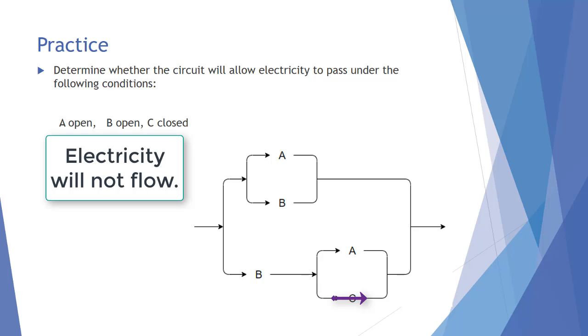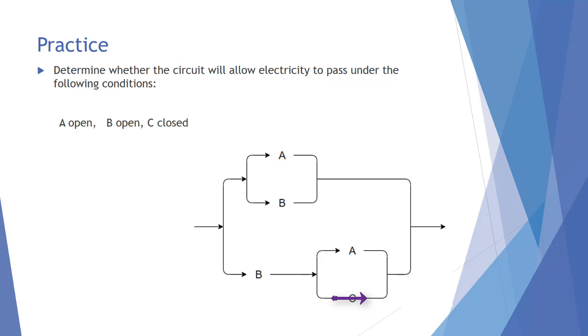Now, if you look carefully at this, though, switch C, you might notice, kind of turns out to be irrelevant. Because if we're going to have electricity flow through C, it's also going to have to flow through B. But if B is closed, then it could just go through the top switch B, and it wouldn't even need switch C. So switch C on its own really has no impact on whether or not we'll get electricity flowing.